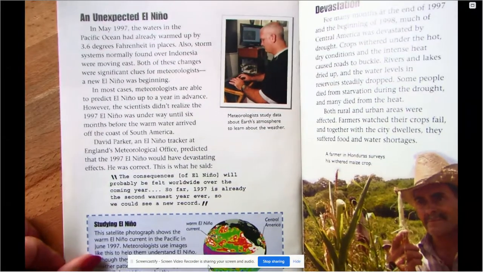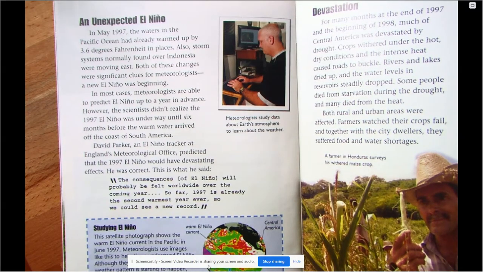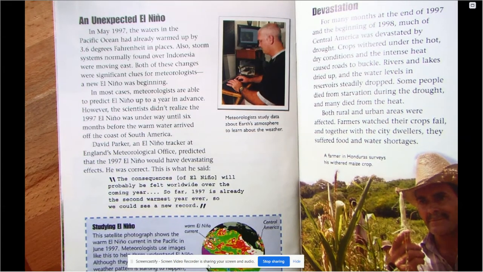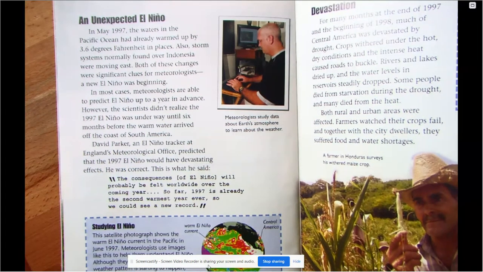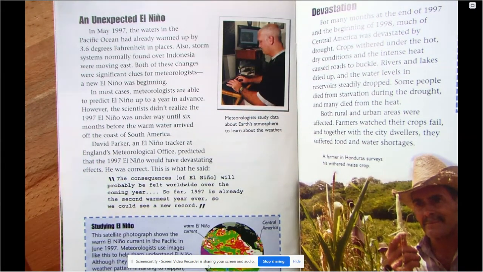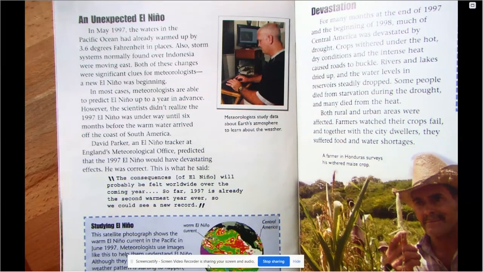An unexpected El Nino. In May 1997, the waters in the Pacific Ocean had already warmed up by 3.6 degrees Fahrenheit in places. Also, storm systems normally found over Indonesia were moving east. Both of these changes were significant clues for meteorologists. A new El Nino was beginning. In most cases, meteorologists are able to predict El Nino up to a year in advance. However, the scientists didn't realize the 1997 El Nino was underway until 6 months before the warm water arrived off the coast of South America.